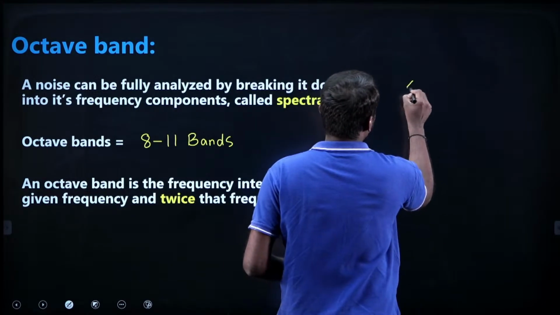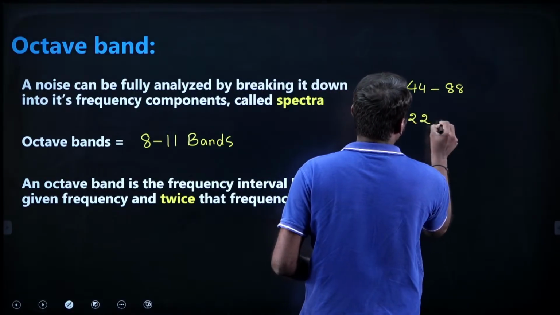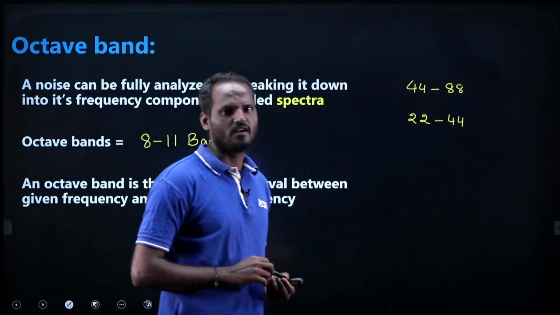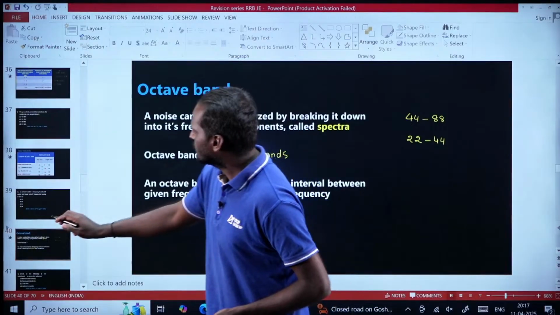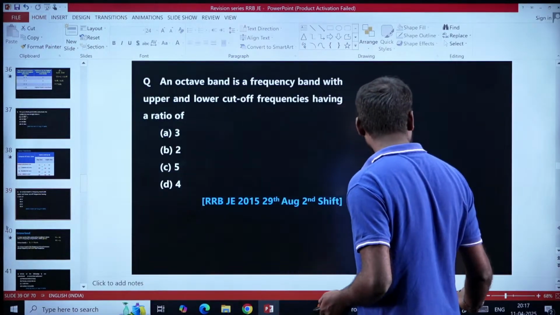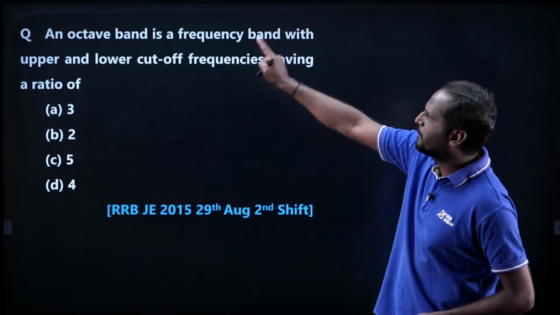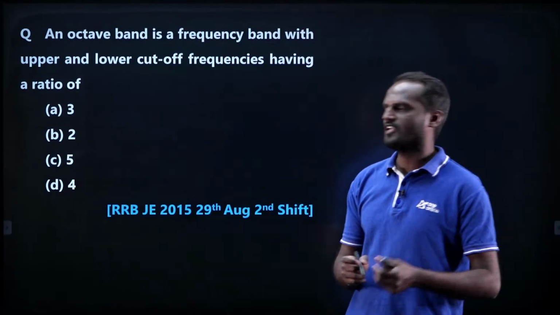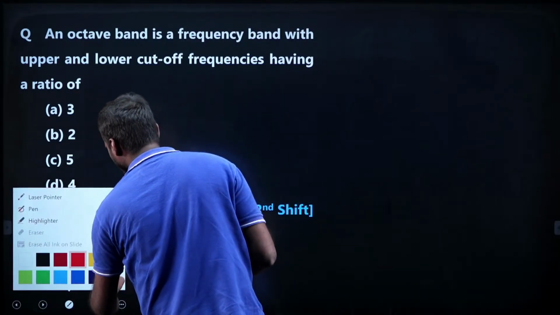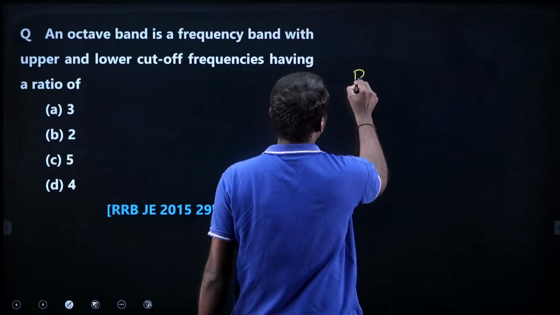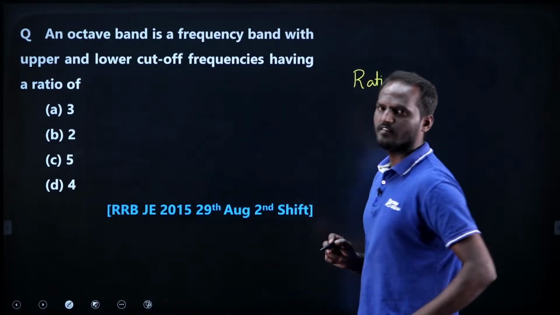See, the lower limit is 44 and 88. If you take 20 to 44, this is what an octave band is. In this particular question, look at the given question, he is asking about this value. An octave band is a frequency band with upper and lower cutoff frequencies having a ratio. What is that ratio? The ratio of the upper and lower cutoff frequencies is asking for twice the frequency, right?